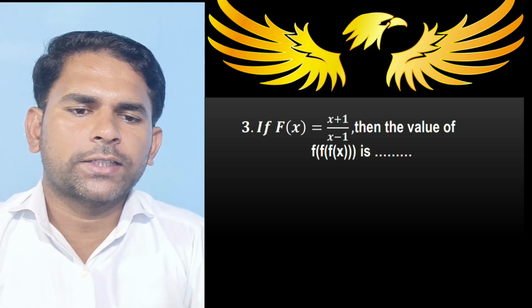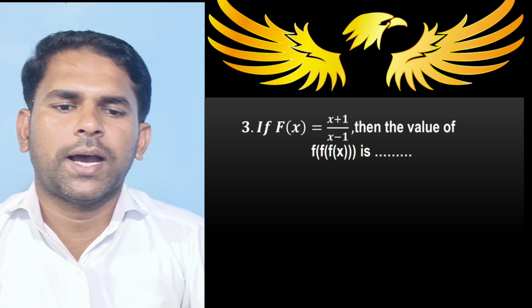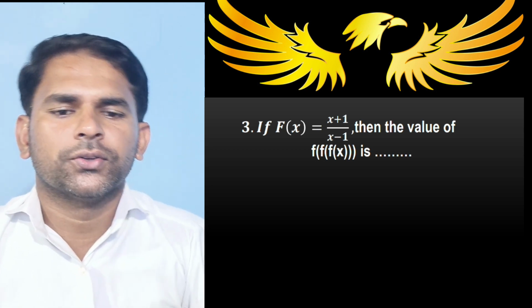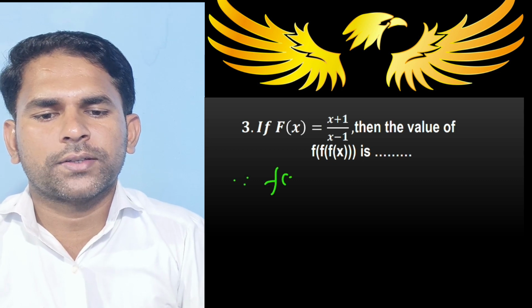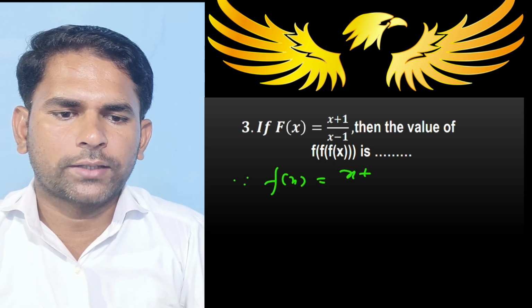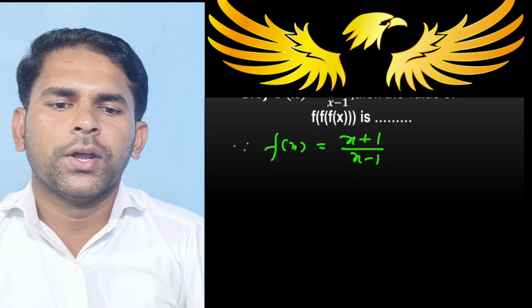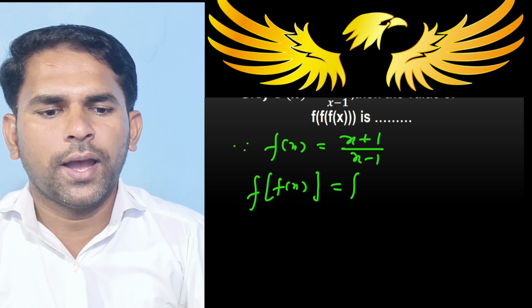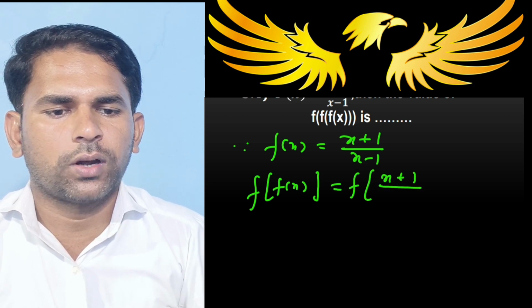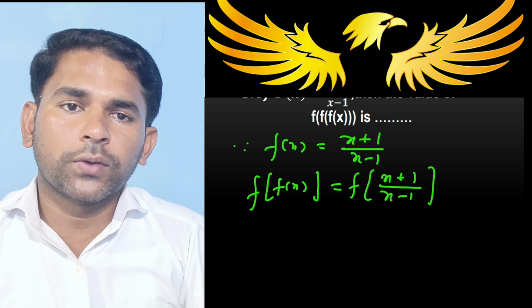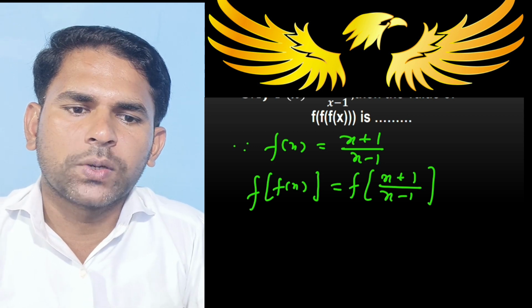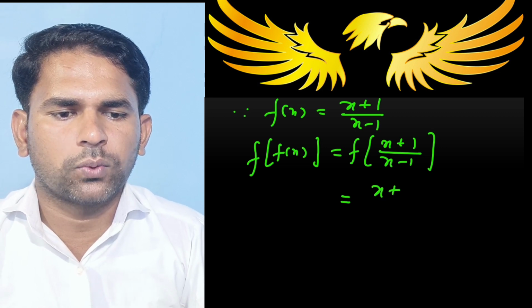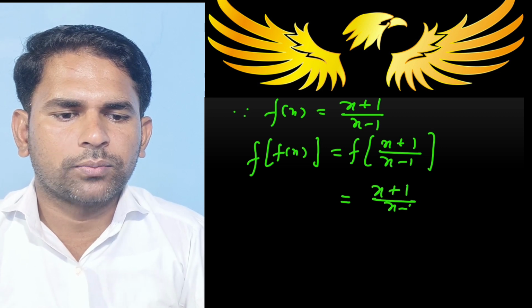f(x) is given as x plus 1 divided by x minus 1. They are asking for f of f(x). Because f(x) is already given as x plus 1 upon x minus 1, now we are going to find f of f(x). So we can write f of x plus 1 upon x minus 1. Now we are going to place this value in this equation, in place of the x. So we can write x plus 1 upon x minus 1.